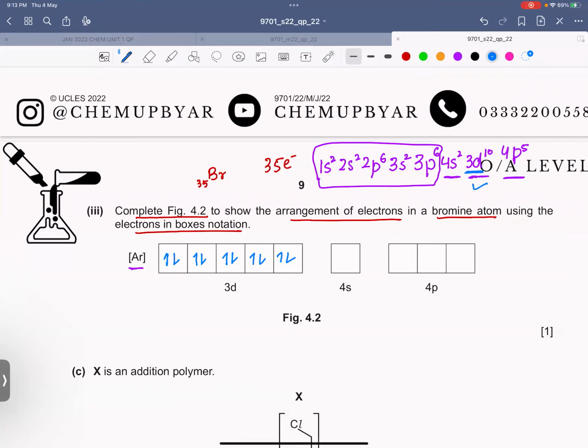Now we have a 4s. How many electrons are there? 2. So a pair over here. Then we have in 4p, there are 5 electrons. Is anybody asking something? 1, 2, 3, 4, and 5. So this is how you fill the orbitals with electrons. Is this clear to everyone?